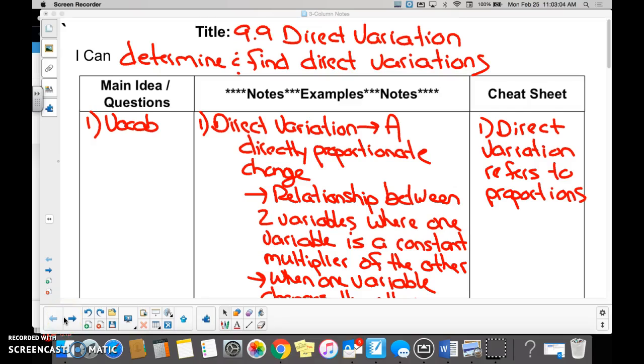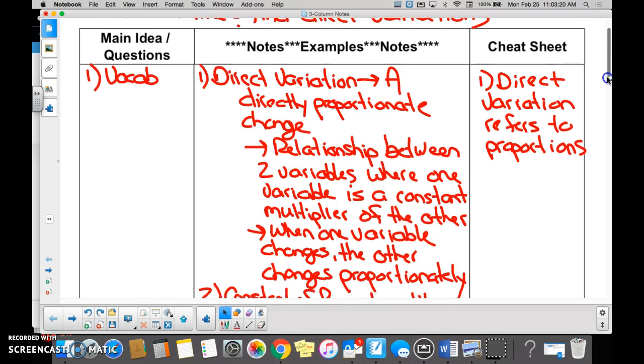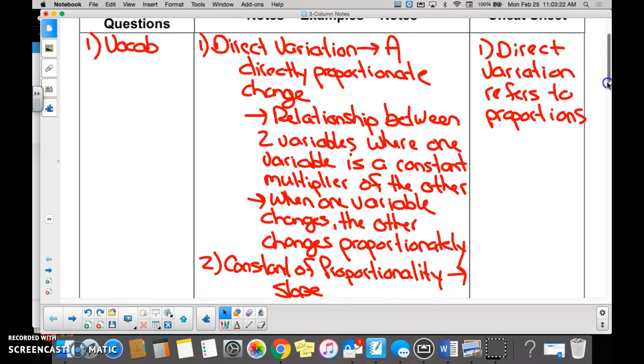9.9 direct variation. I can determine and find direct variations. Raghav, we cool with that? Yeah. Okay, cool. Direct variation, we're literally talking about proportions, right? Yes. So the x's and the y's are changing proportionally, right? Yes. The inputs and the outputs are changing proportionally, which is basically what the rest of that long definition says.